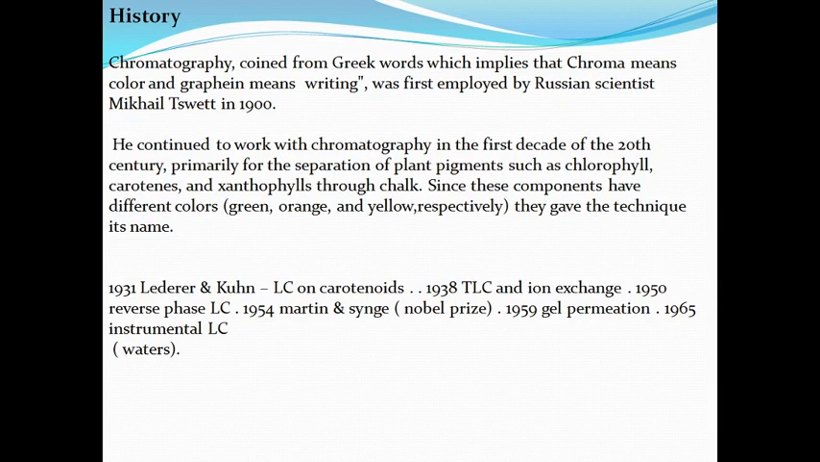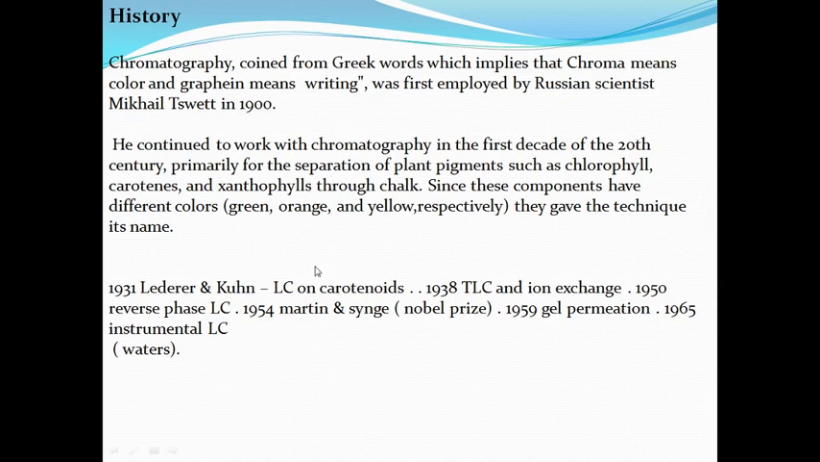First he prepared an extract of plant pigments, and then he transferred that extract onto the surface of the chalk. After some time, the constituents of that plant pigment, particularly chlorophyll, carotenes, and xanthophylls, which have characteristic colors, green for chlorophyll, orange for carotenes, and yellow for xanthophyll respectively, formed different color bands. So that's why this technique is named chromatography. Chroma means color and graphein means writing.